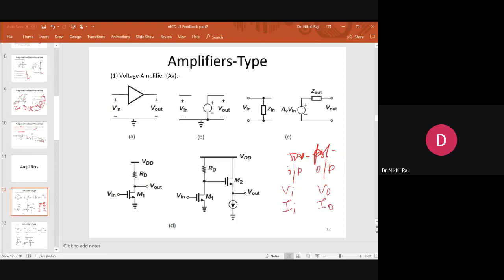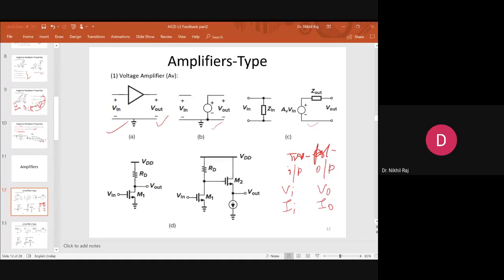When I talk about an amplifier, I am talking about the gain. If I take the ratio of V out by V in, it is your voltage amplifier. If I take V out by I in, it will be some impedance type amplifier. So in total four combinations are generated. Number one was your voltage amplifier, where the ratio of V out by V in was taken into consideration.